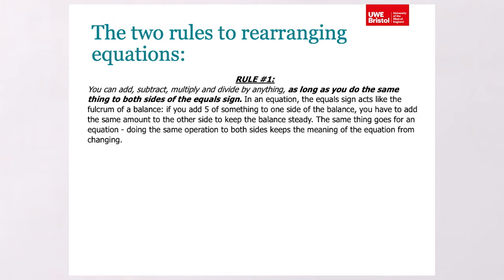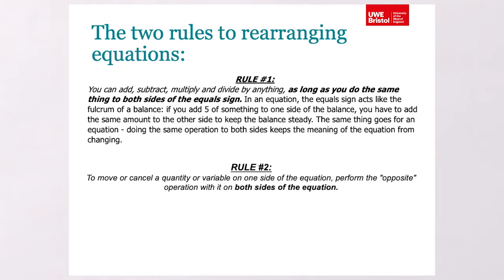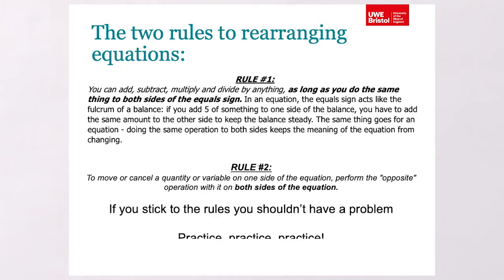So that's rule 1. Rule 2 is to move or cancel a quantity or variable on one side of the equation, you perform the opposite operation on both sides of the equation. Now that may be making people a little worried. The language there is a little complicated, and that's why we've got the examples. You'll soon see why those rules matter, and you'll understand them better as we go through the examples. The key to this is, if you stick to these rules, you shouldn't have a problem.